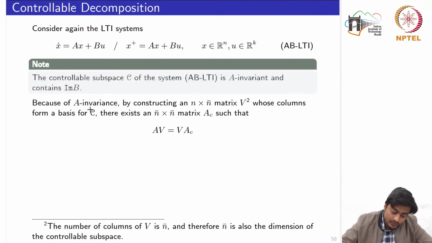Now because of the A-invariance of this subspace, we can construct an n cross n bar matrix V, where n bar is the dimension of the controllable subspace, whose columns form a basis for this controllable subspace. This is in fact one of the first properties of any linear subspace being A-invariant. So there exists an n bar cross n bar matrix AC such that this equation is satisfied: AV is equal to V times AC.